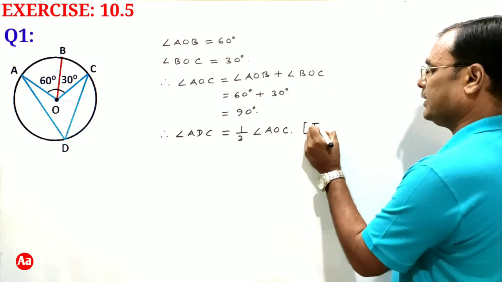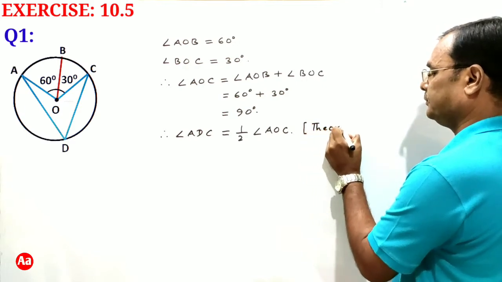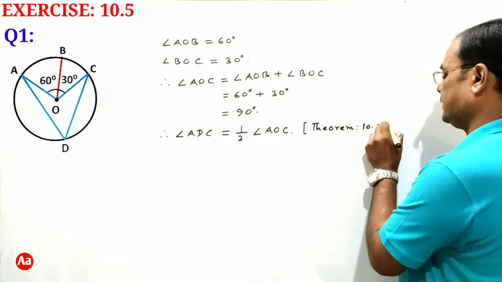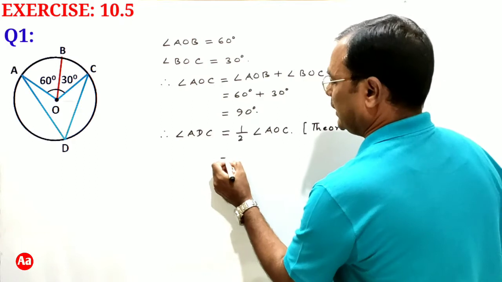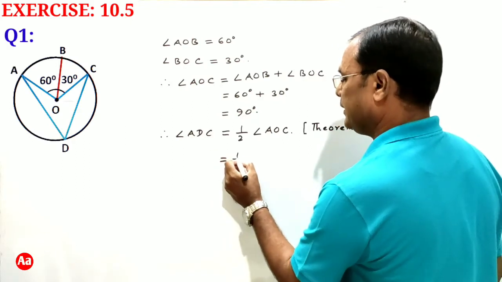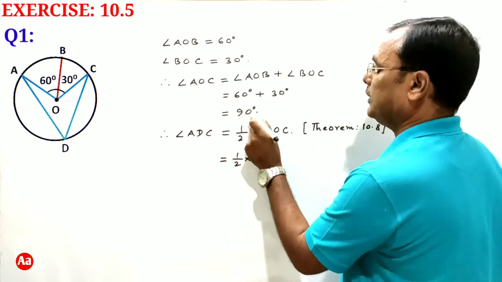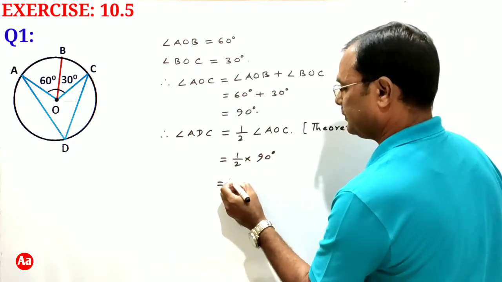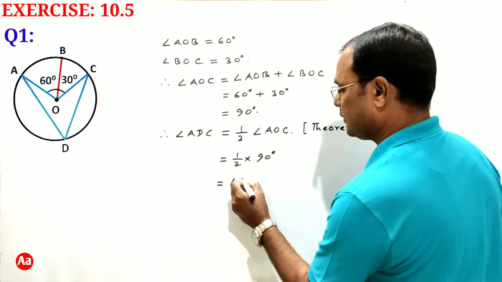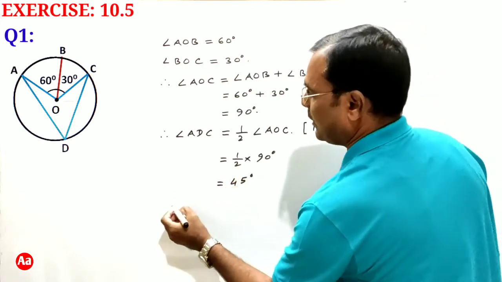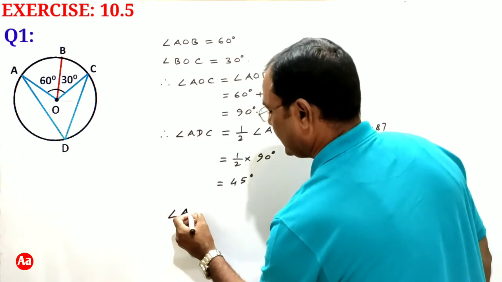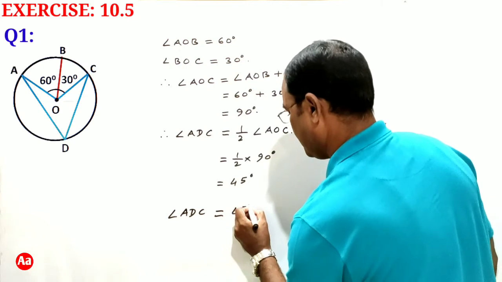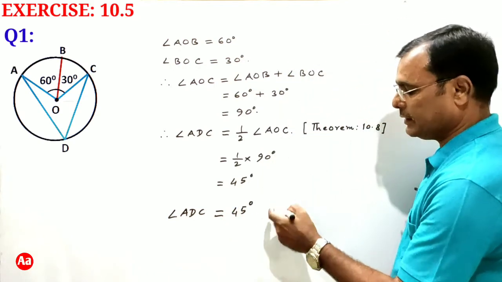Here we can mention the reason, theorem 10.8, and let's calculate angle ADC. Half of angle AOC 90 degrees, so half of 90 degrees is 45 degrees. So this way angle ADC is equal to 45 degrees, and this is the answer.